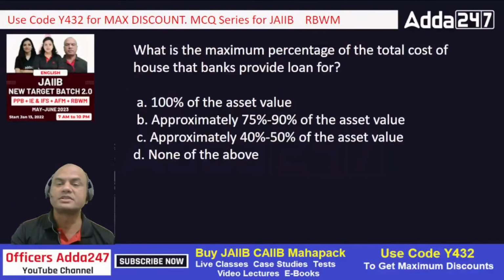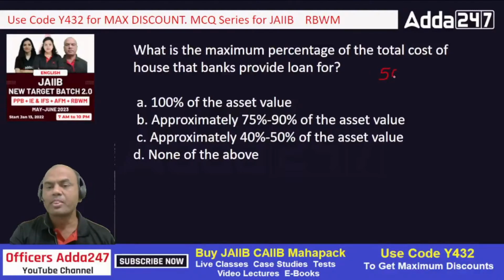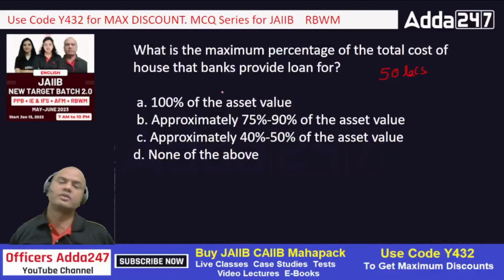What is the maximum percentage of total cost of house that the bank provides loan for? So suppose my house is, let's say, for 50 lakhs. Will the bank give me the full loan of 50 lakhs for the new purchase I am doing? Now look at the options. 100% of the asset value, approximately 75 to 90% of the asset value, approximately 40 to 50% of the asset value, and none of the above. So what do you think should be the answer over here?